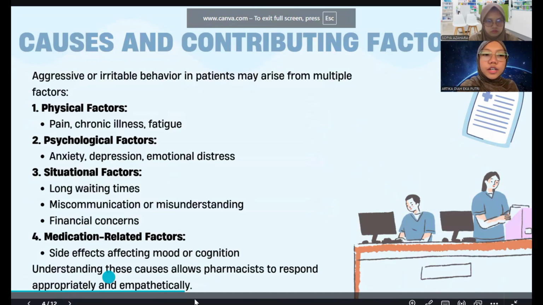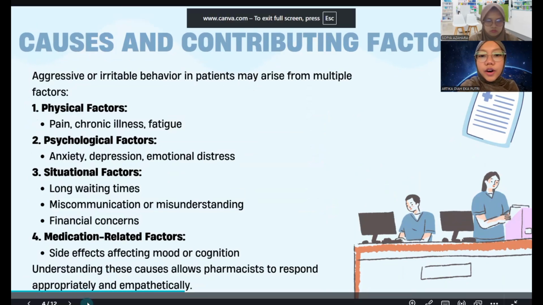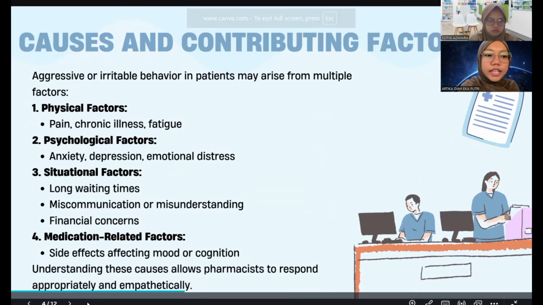Next is the causes and contributing factors. The aggressive or irritable behaviors in patients may arise from multiple factors. First, physical factors like pain, chronic illness, and fatigue. The second is psychological factors, that is anxiety, depression, and emotional distress. The third is situational factors, that is long waiting time, miscommunication or misunderstanding, and financial concerns.